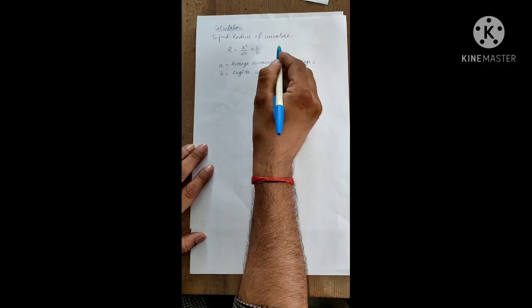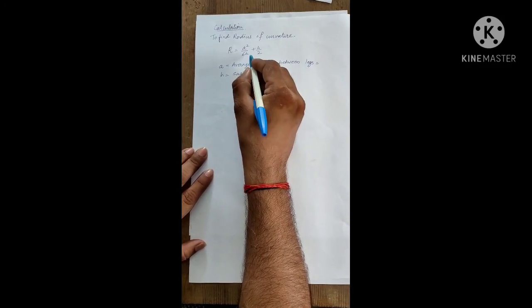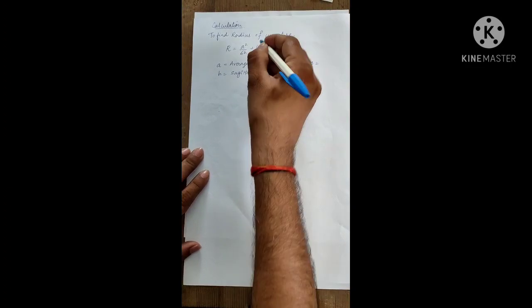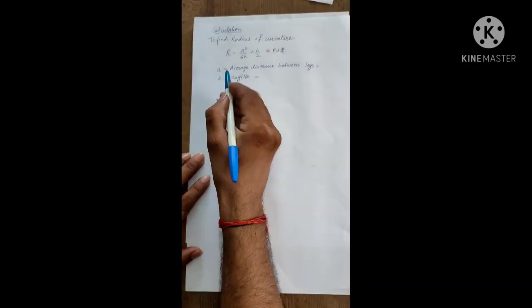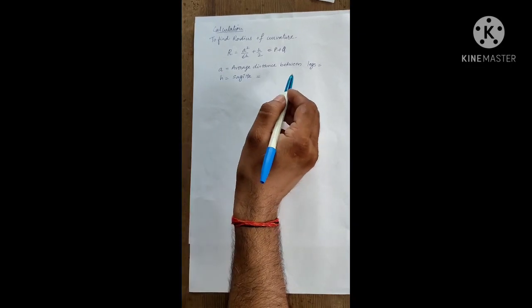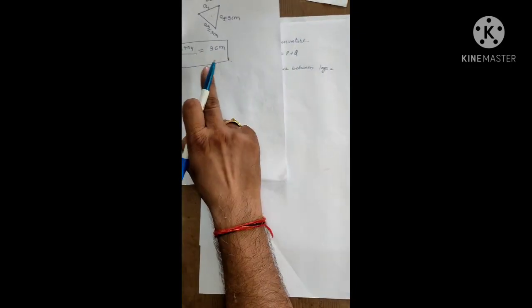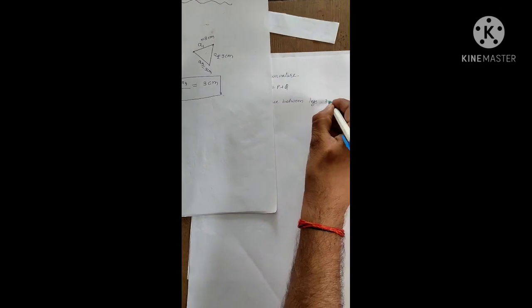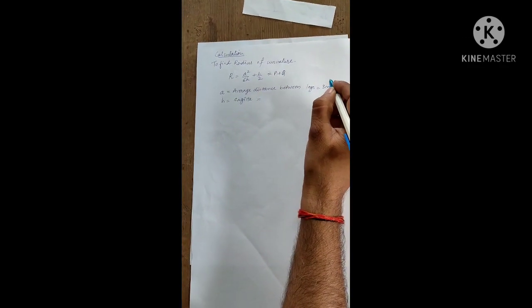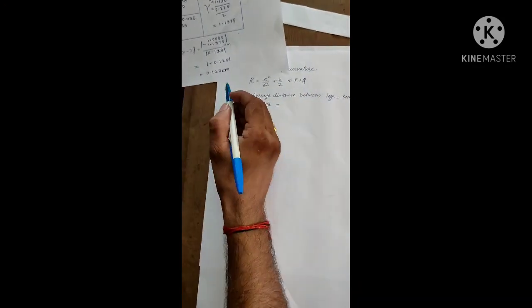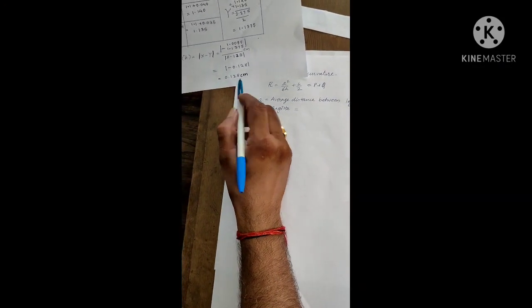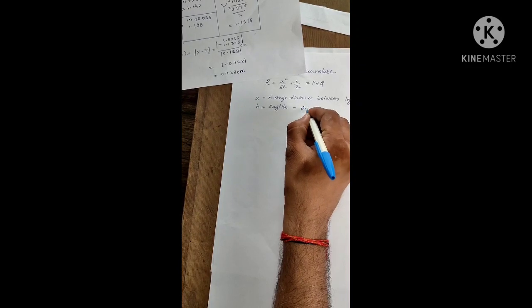To find the radius of curvature, the formula is a square upon 6h plus h by 2. This can be written as p plus q, where small a is the average distance between the legs and it is 3 centimeter. Now h is the sagitta of the spherical surface, and from the calculation the sagitta is 0.128 centimeter.